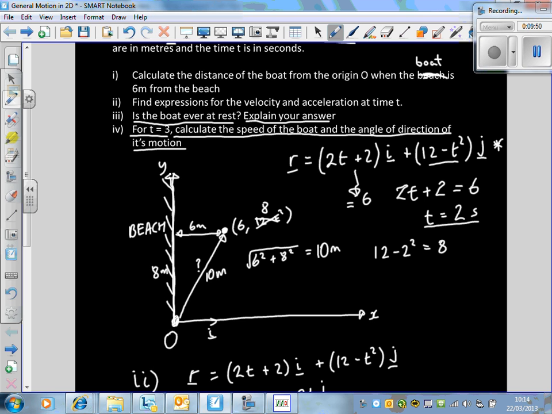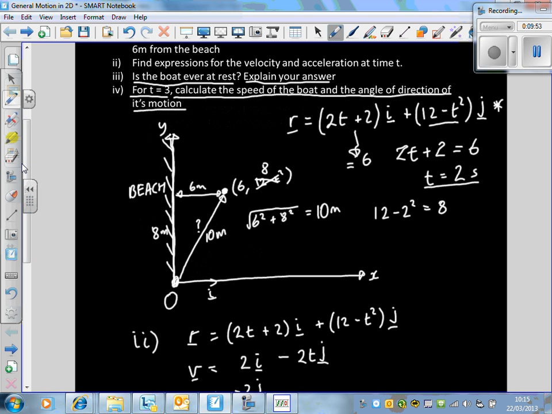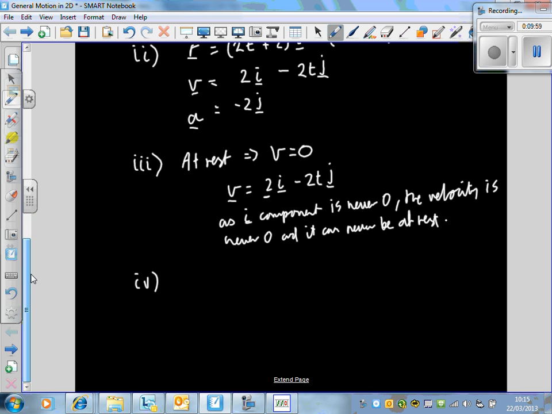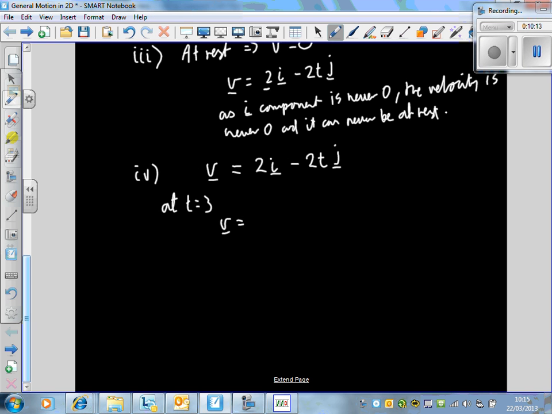For t is 3, calculate the speed of the boat and the angular direction of its motion. Right. T is 3, that means I'm probably going to have to do some substitution. Calculate the speed. Right, I'm thinking the velocity expression. The velocity is 2i minus 2tj, and at t is equal to 3, what is the velocity going to equal? 2i minus 6j, because 2 times 3 is 6.